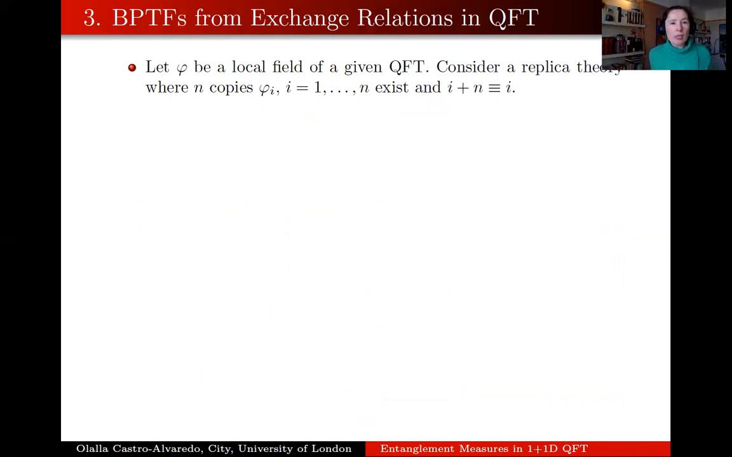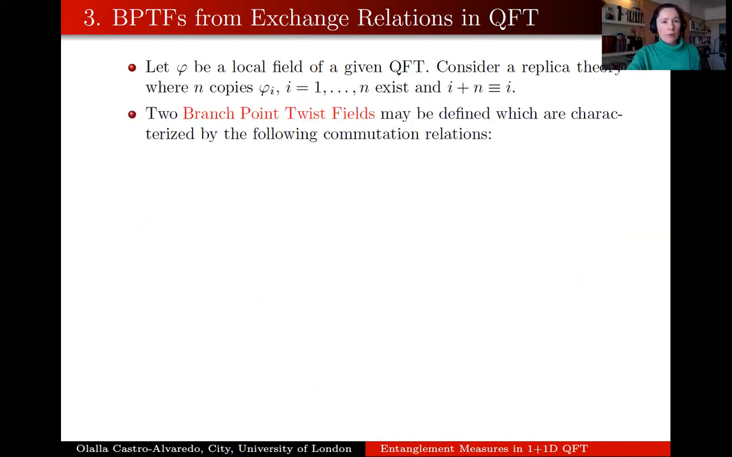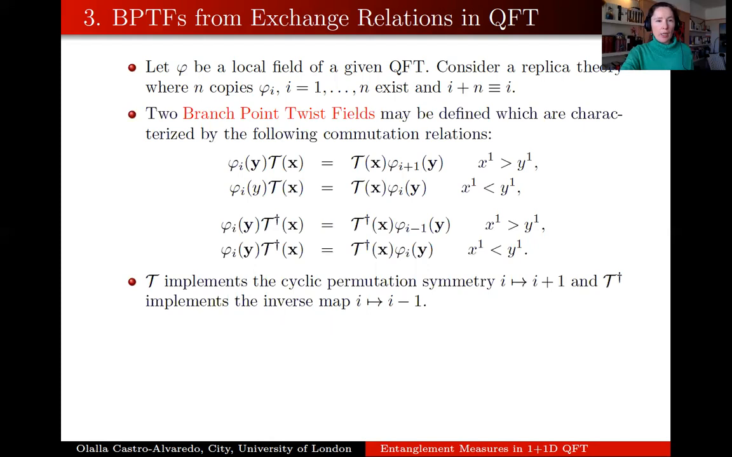If you have a field in your original QFT that was local in that QFT, when you replicate the QFT, you now have n copies of this field, which carry an index i from 1 to n. Because of cyclic permutation symmetry, when you arrive at n, n+1 becomes 1 again, and so on. So if you have two branch point twist fields like T and T dagger earlier, these fields satisfy exchange relations with a local field of the QFT. These are similar to the ones I wrote for sigma, but slightly more complicated.